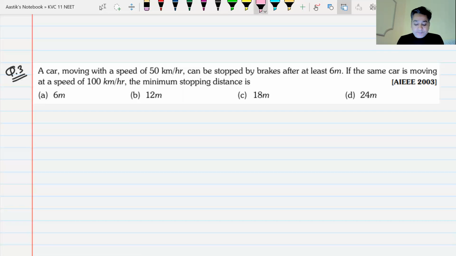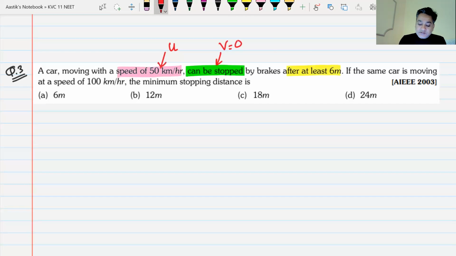You must understand by looking at the language of the question. A car is moving with a speed of 50 kilometers per hour. So, what is this 50 kilometer per hour? It is the initial velocity u. Yes or no? It can be stopped. So what does that mean? The final velocity is 0. Then it is given in how much distance, not time. So this becomes your displacement. Yes or no?